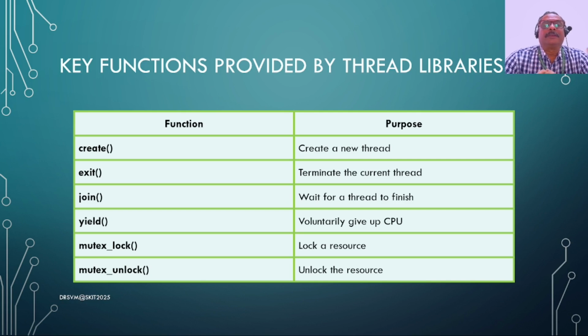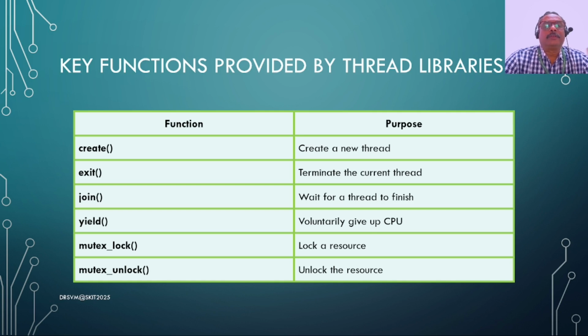So some of the functions provided by the thread libraries. To create a new thread, we have a create function. To terminate the current thread, we have an exit function. To make a thread wait to finish is a join function. And to voluntarily give up the CPU. If a thread is already scheduled and is using a CPU, and we realize that currently the thread cannot continue using the CPU for some reasons, then we can voluntarily give up the CPU.